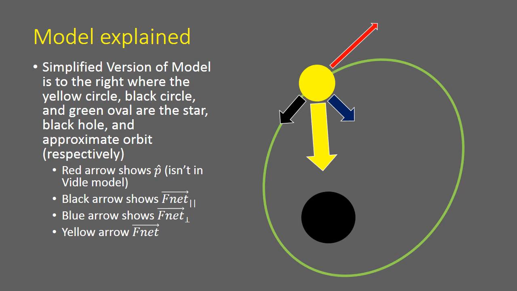Now, it would always be on the same plane as p hat. In this case, because it's pointed in the opposite direction, this means that the star is slowing down. The blue arrow is the FNet perpendicular, and it will always be perpendicular, or 90 degrees, from FNet parallel and p hat. This points towards the center of the so-called kissing circle. The yellow arrow is FNet, and it will always be pointing towards the black hole. Now this is the sum of FNet parallel and FNet perpendicular, and it is vector addition.